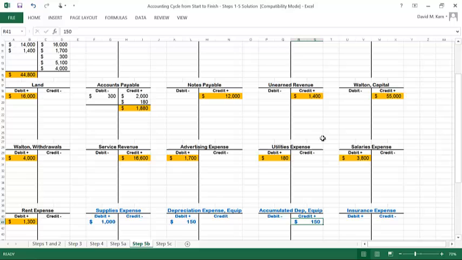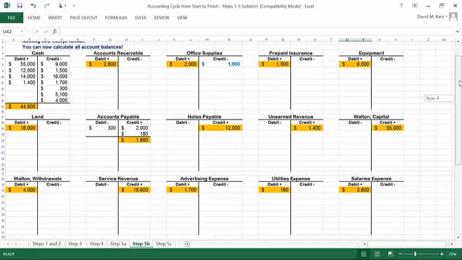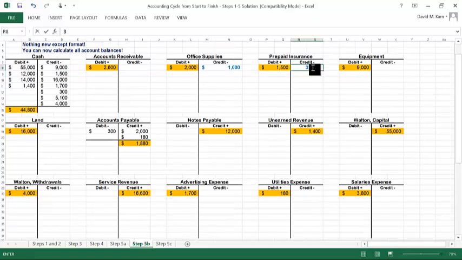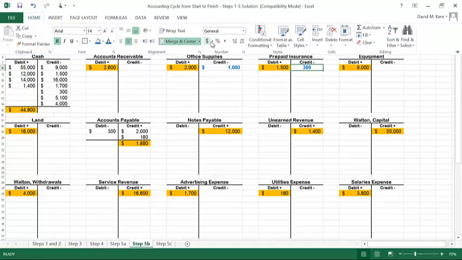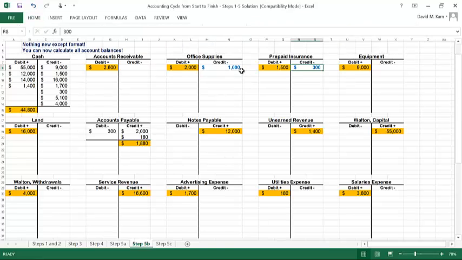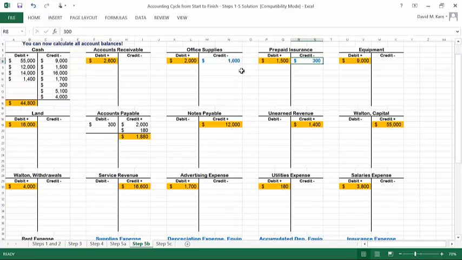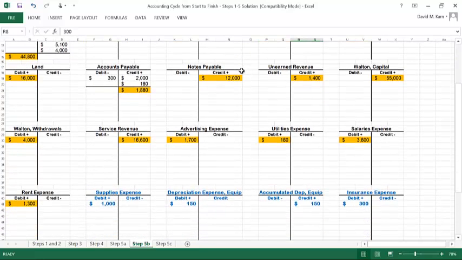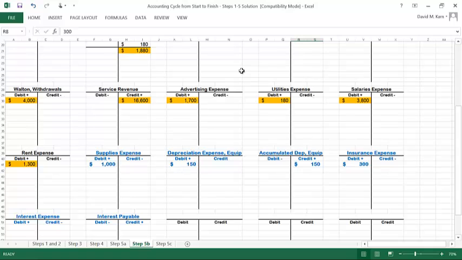The third adjustment is to debit insurance expense for $300, and we have to credit prepaid insurance for $300. And again, all the adjusting entries are in blue to help you understand and identify those in this particular step. And all the new accounts are in blue font as well.